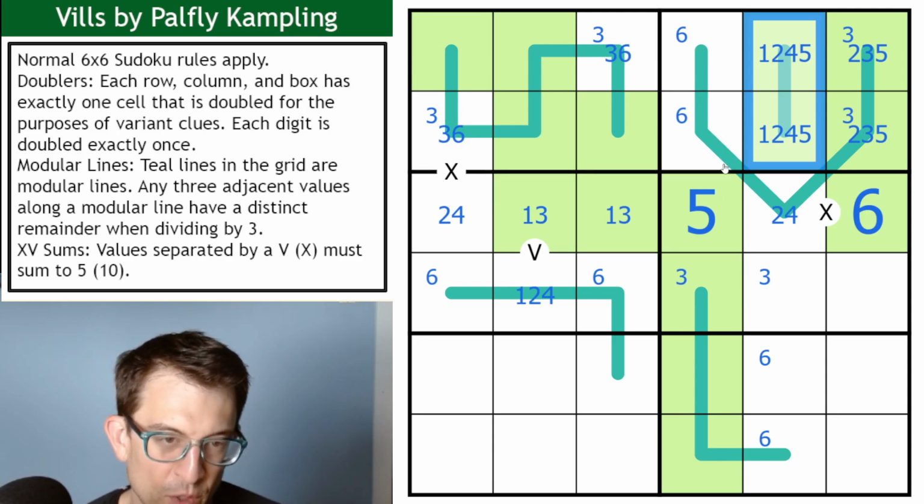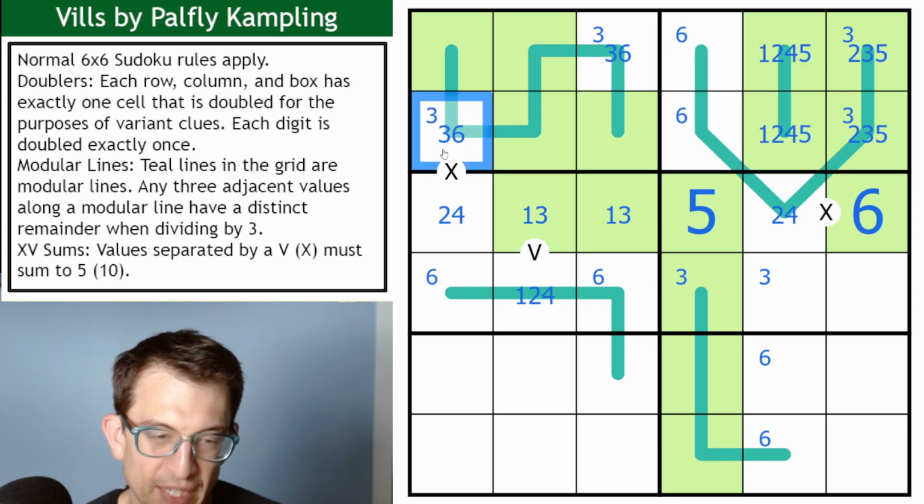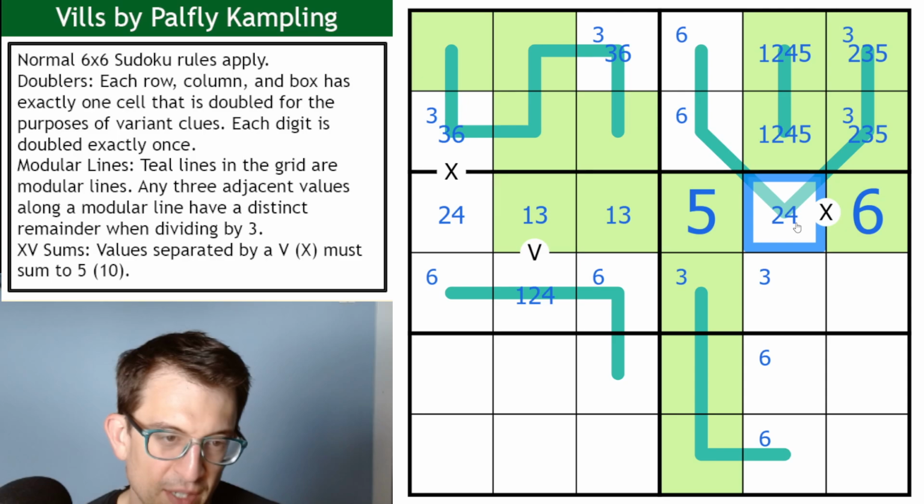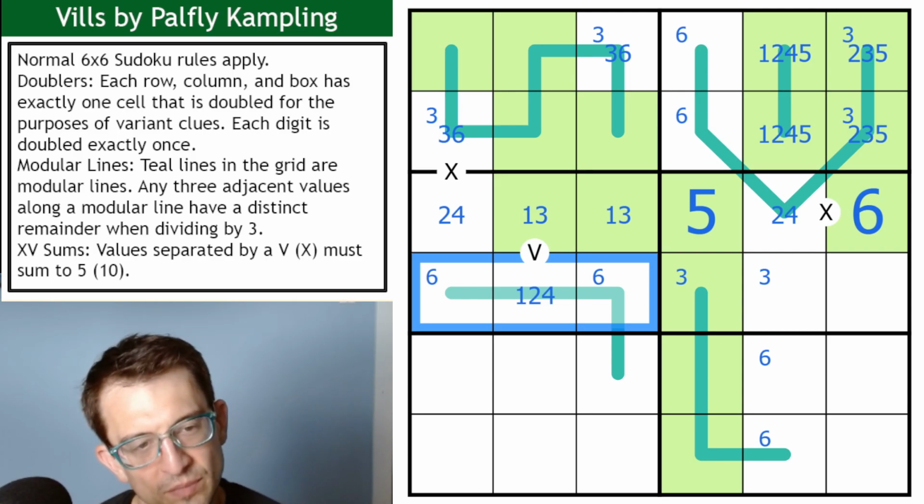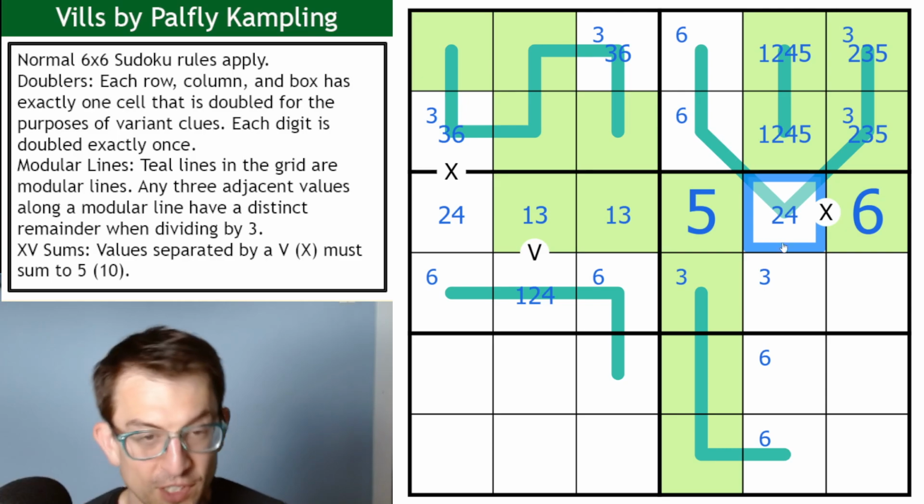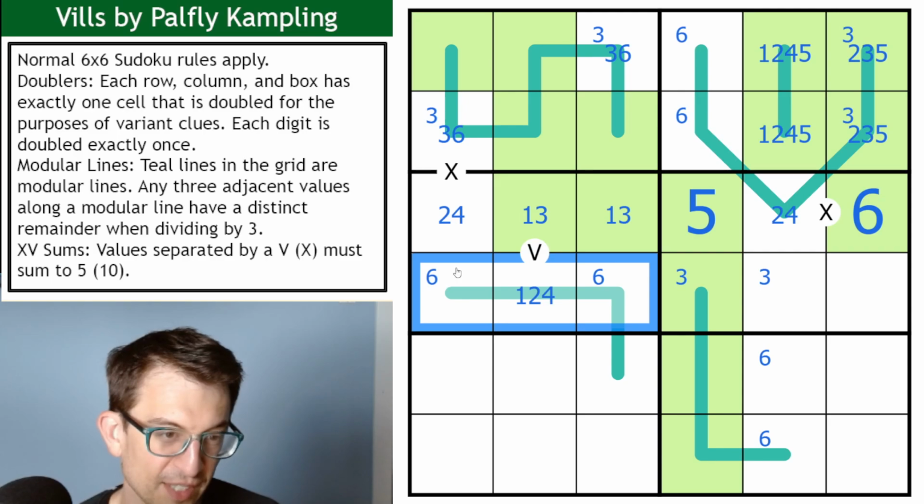So what do I know is doubled? One of these is a 2. This is 1 or 4. This is 3. I bet I'm going to double a 6 here. Because if this is a 4, which it very well could be, I end up with 4, 5, 6 down here. Oh, hold on. No, so if this is 4, it's not doubled, meaning this is doubled, meaning there's no doubler here, and it's 4, 5, 6, and that's fine.